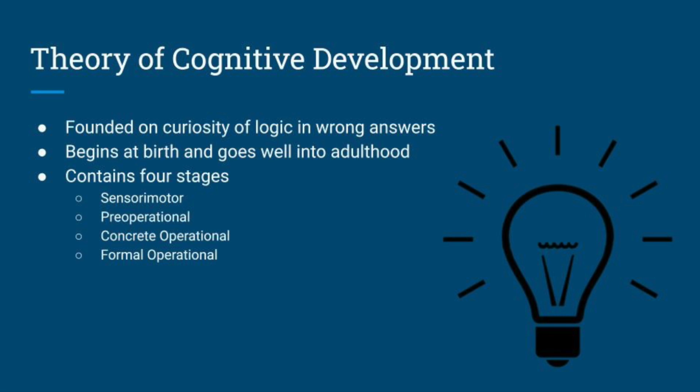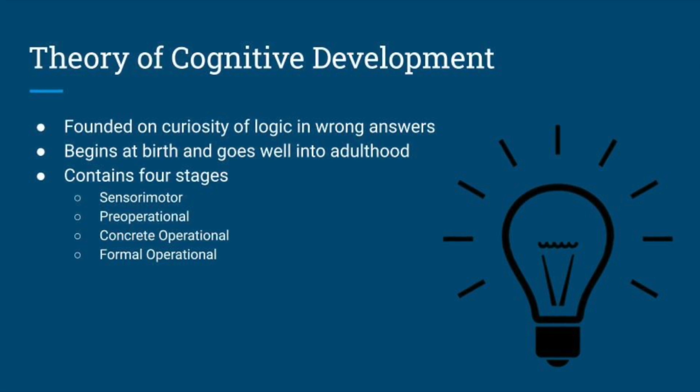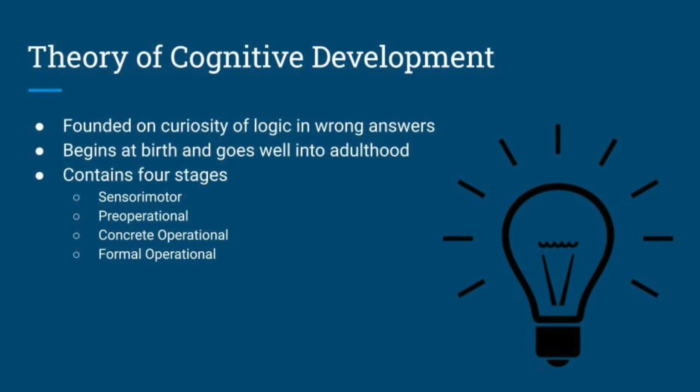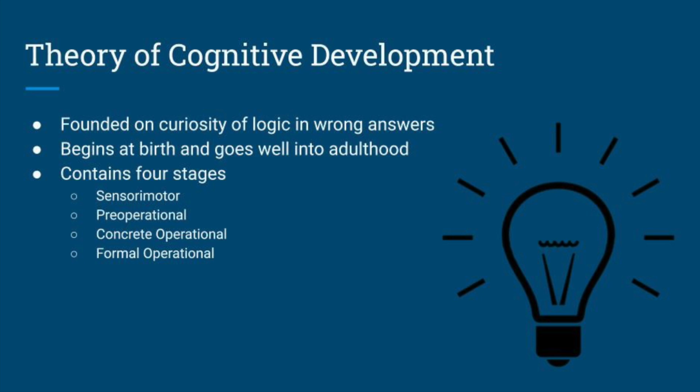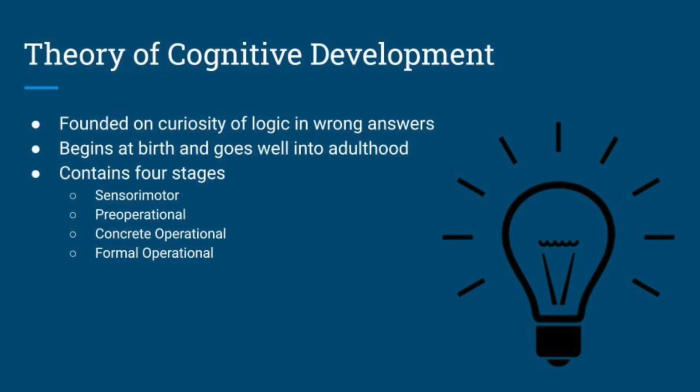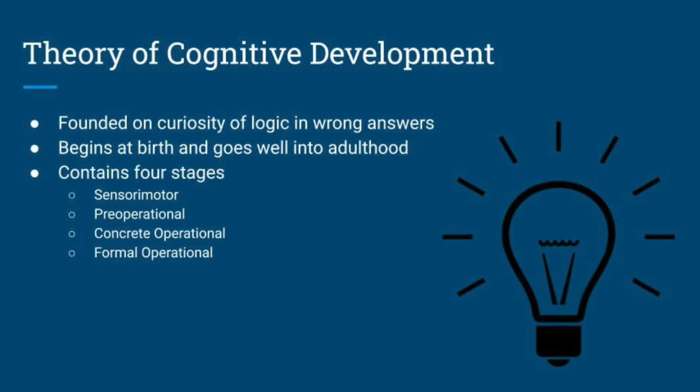The sensory motor stage, beginning at birth and lasting until about 2 years old. The pre-operational stage, going from ages 2 to 7. The concrete operational stage, going from ages 7 to 11. And then the formal operational stage, going from 11 into adolescence and even into adulthood. You can take a deeper dive and read more about these stages within my reflective research paper.